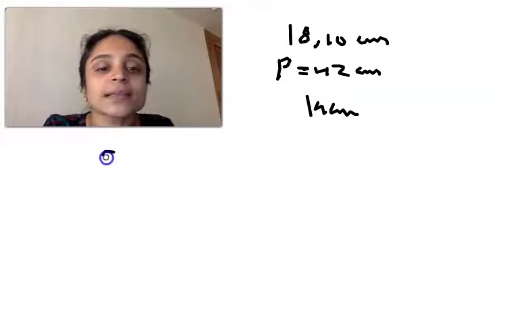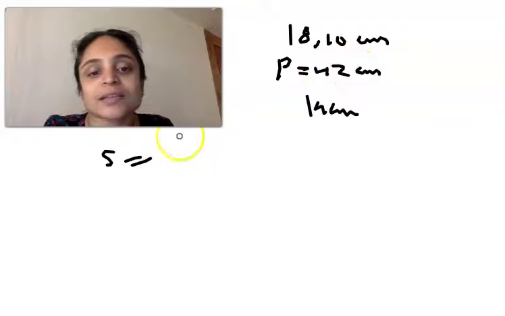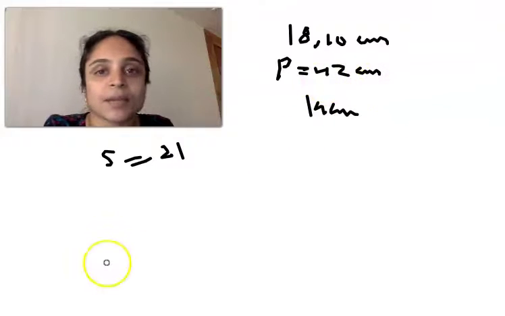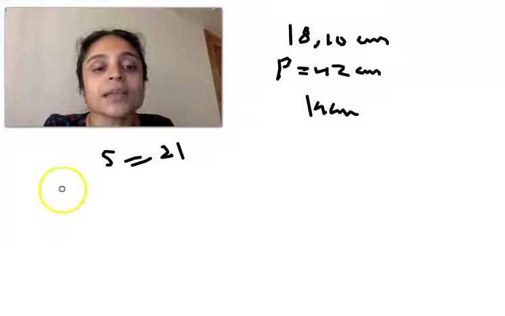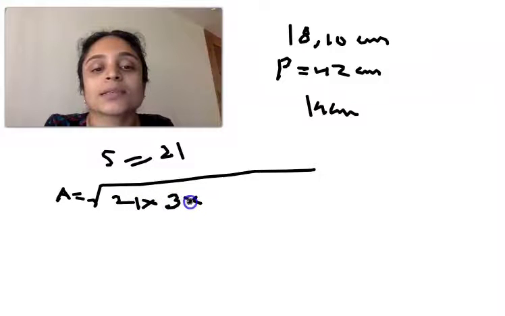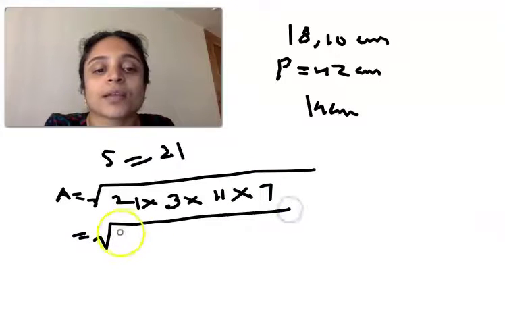Now, what is S? And S we can find from, no need of these sides, we can find from this itself. S equal to 21. That is, we can find S directly from this perimeter, which is equal to 21. Then, area equal to root of S into, that is 21 into 21 minus 18 is 3. Then 21 minus 10 is 11 and 21 minus 14 is 7. So, this is equal to root of 7 into 3 into 3 into 11 into 7.